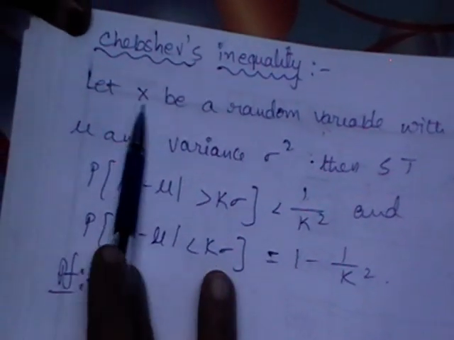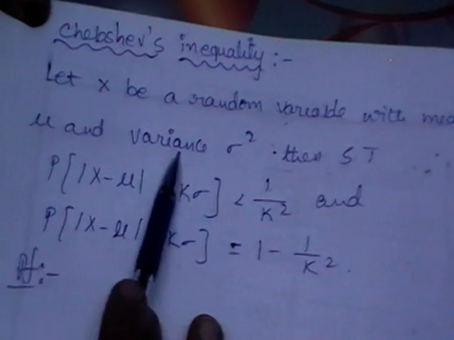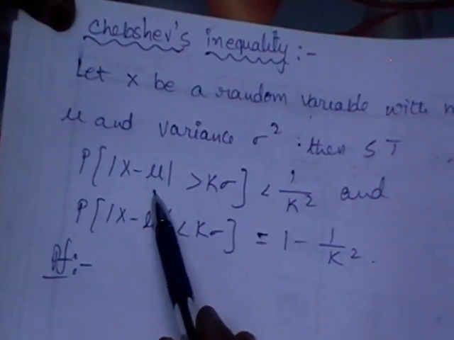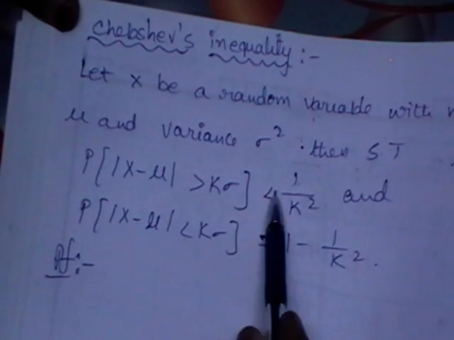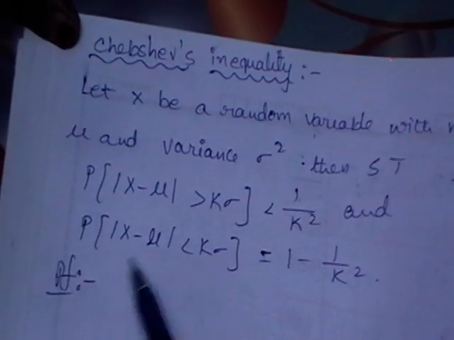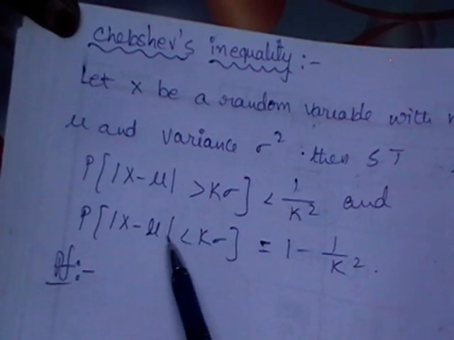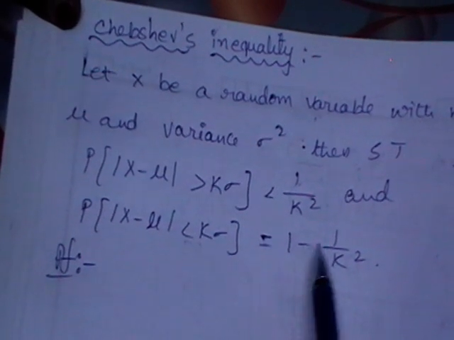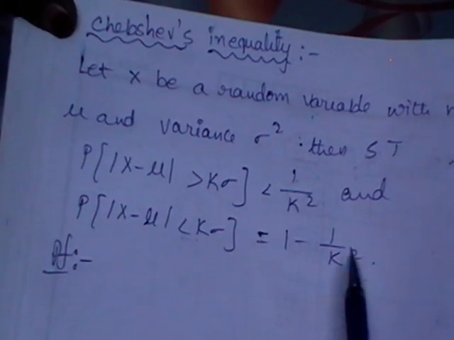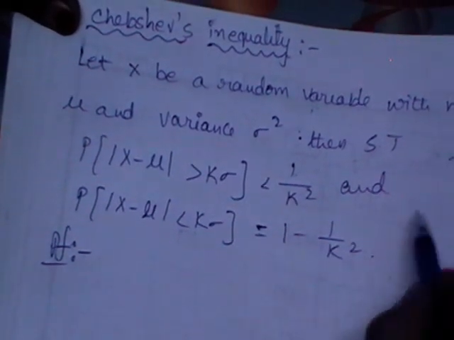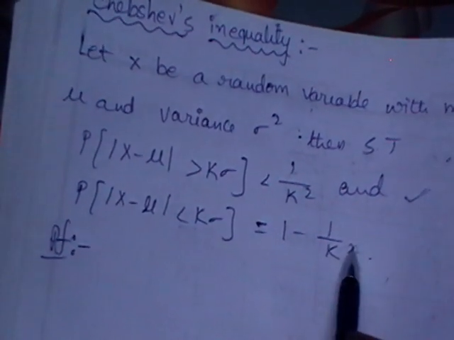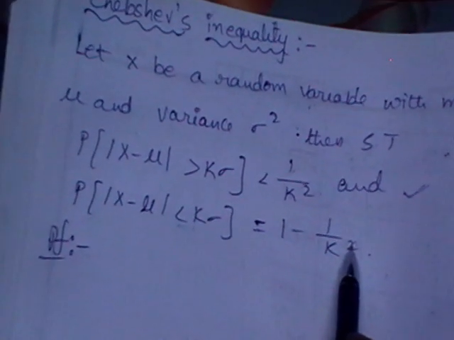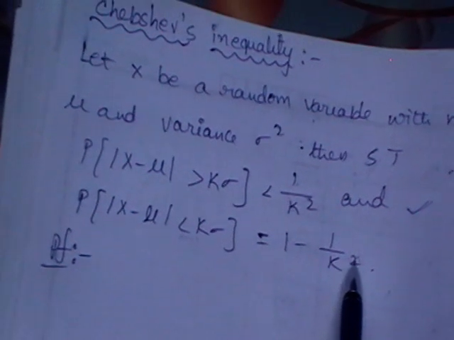Chebyshev inequality is: let x be a random variable with mean mu and variance sigma square. Then you need to show that probability of modulus of x minus mu greater than k sigma is less than 1 by k square, and P of mod x minus mu less than k sigma is 1 minus 1 by k square. So you need to prove these two. If you can prove the first inequality, the second can automatically be proved by using the complementary probabilities. Let us see how to prove this.